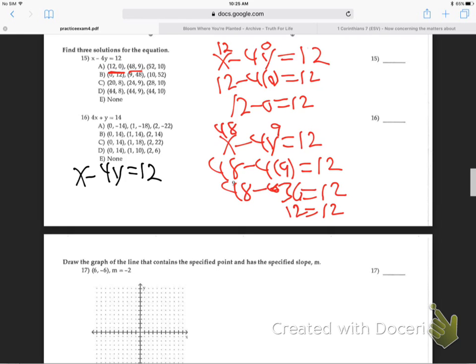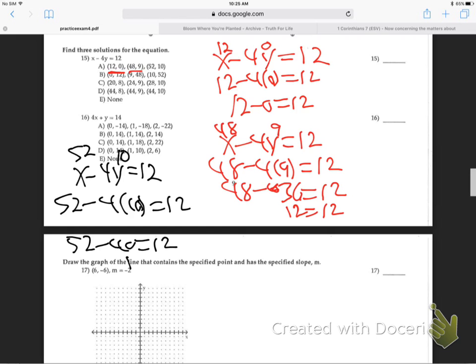Oh, really? Are all the other ones? Well, could be none of the above. So, let's try the third one. X, yeah, 52. Take it out of there, it doesn't need to be there. 52 and 10. So 52 minus 4 times 10 is 12. 52 minus 40. Yep, 12 is 12.